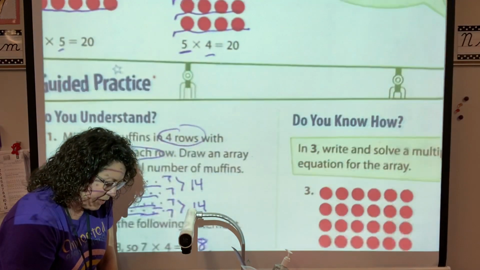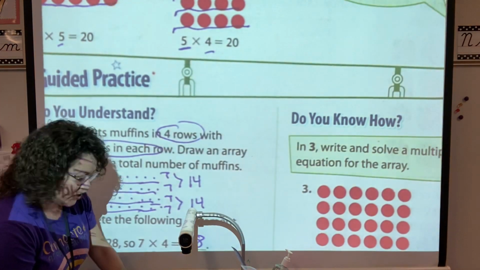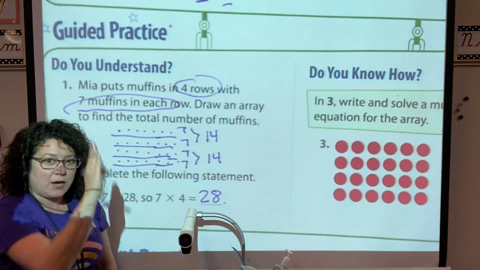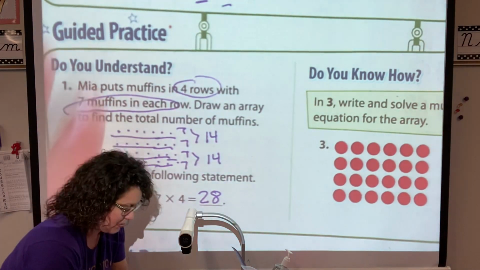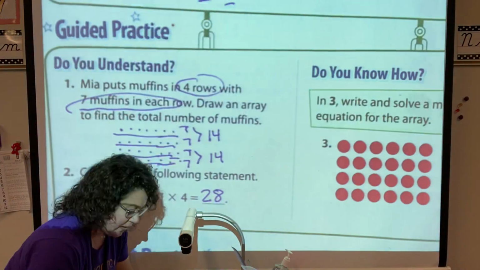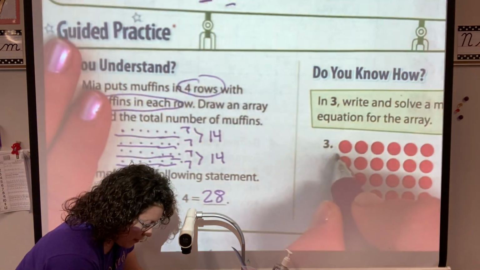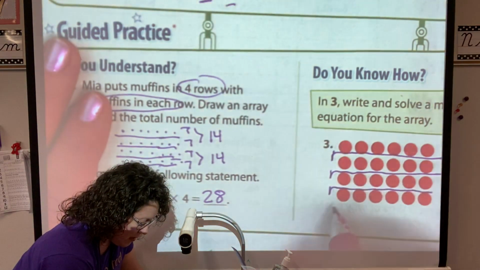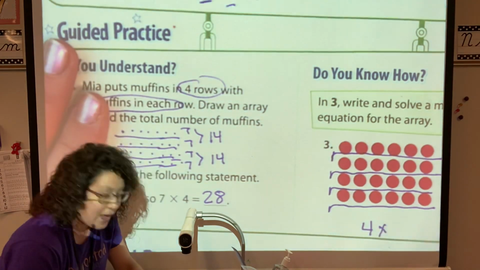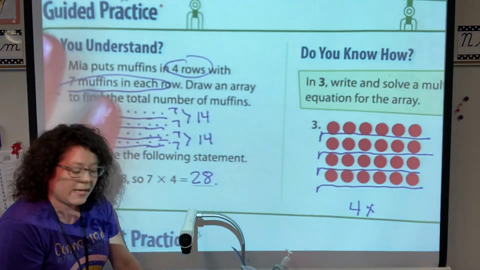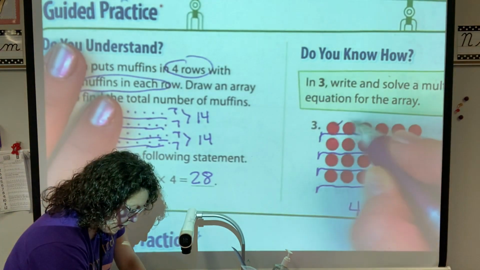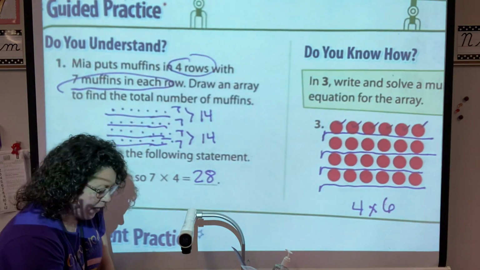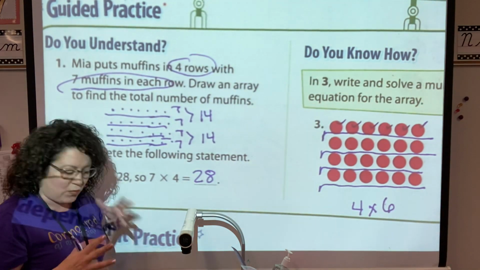Okay, let's look at number 3. Write and solve a multiplication equation. I see an array, and remember, rows go across, columns go up and down. So let's count our rows. If you need to make the R, make the R. If you don't need to, fine. 1, 2, 3, 4 rows. So that means 4 groups. And how many are in each group? 1, 2, 3, 4, 5, 6. I always check off so that way I make sure I count all the circles and I don't count one more than once.